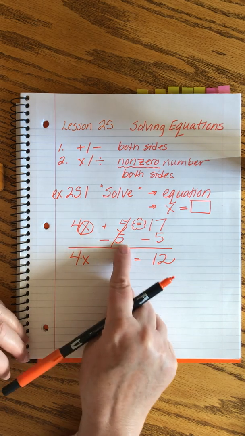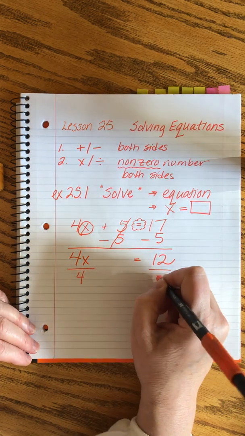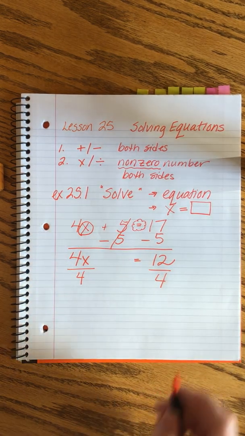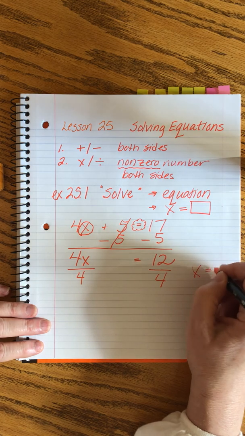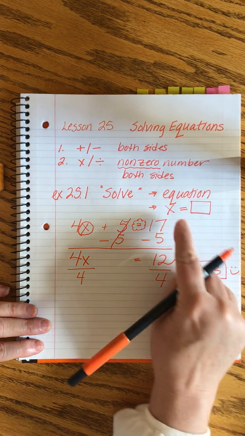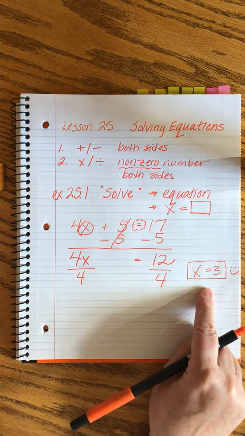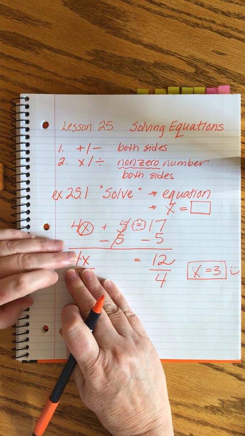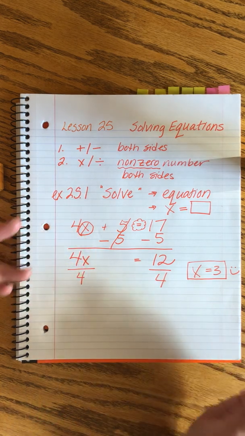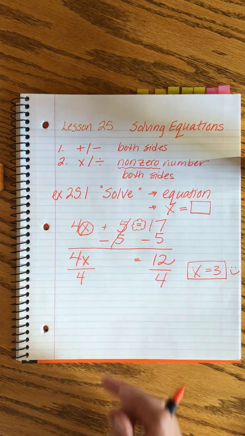But now we've taken care of that. Now we're ready to divide away that 4, and we get x equals 3. So just as I said, our goal is to create this kind of a solution, and that's what we did. Remember, here we know that we're multiplying 4 times x, so the opposite of multiplying is dividing, just like the opposite of adding is subtracting.